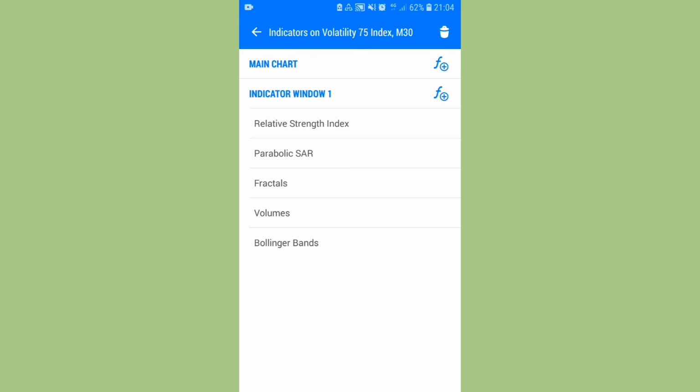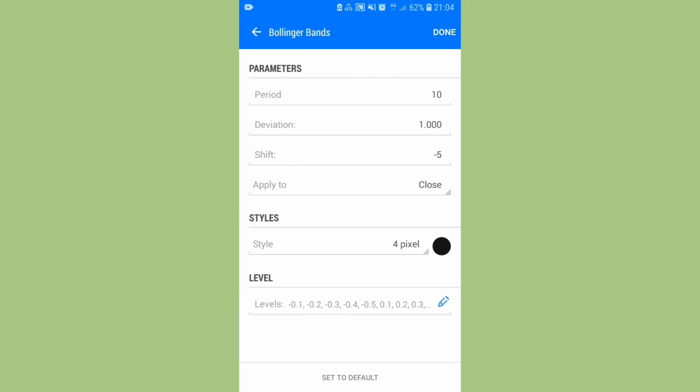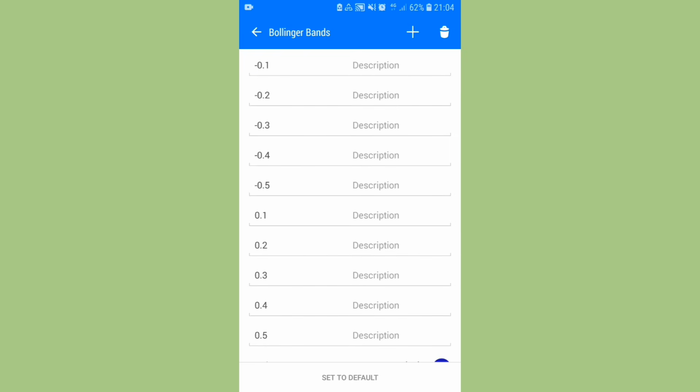I need you to be very careful. If possible, you may have a pen and a notebook beside you so that you can note everything that you will see on the screen. The parameters are as follows: period 10, deviation 1.000, shift -5, apply to close, style 4 pixel, and the color is black. For the case of levels, there are many levels here.